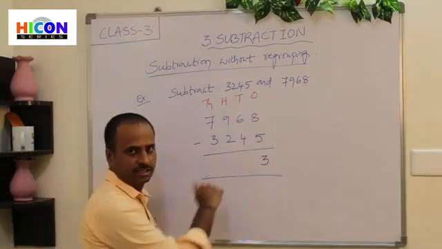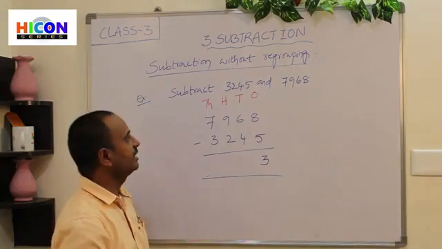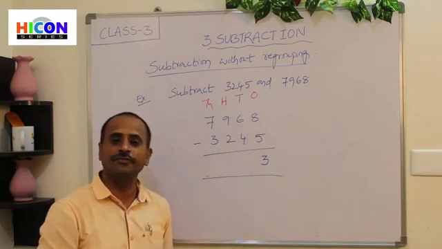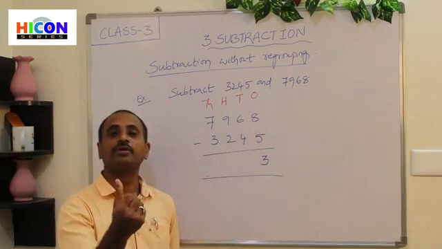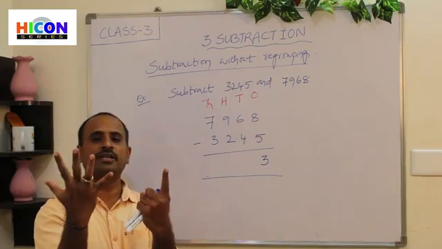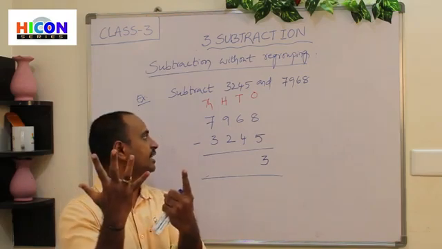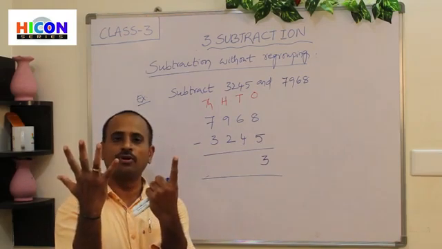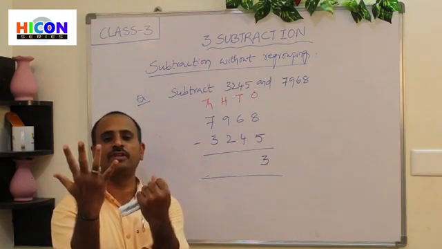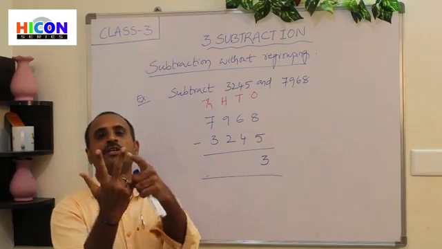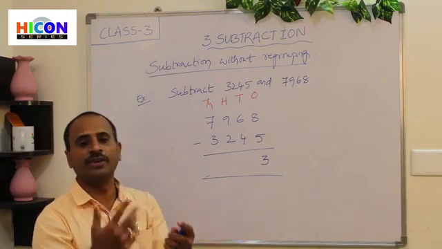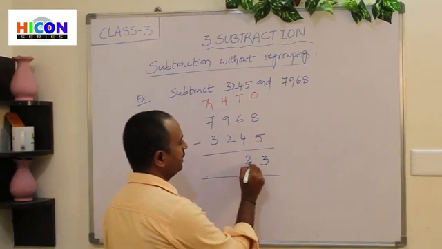Now go to tens place. What are the digits present under tens place? 6 and 4. What is the first number? 6. So open 6 fingers of your hand. 1, 2, 3, 4, 5, 6. What is the second number in the tens place? 4. So close 4 fingers among these 6 fingers. 1, 2, 3, 4. How many fingers are left there? 1, 2. So 2 fingers are left. So write 2 under tens place.